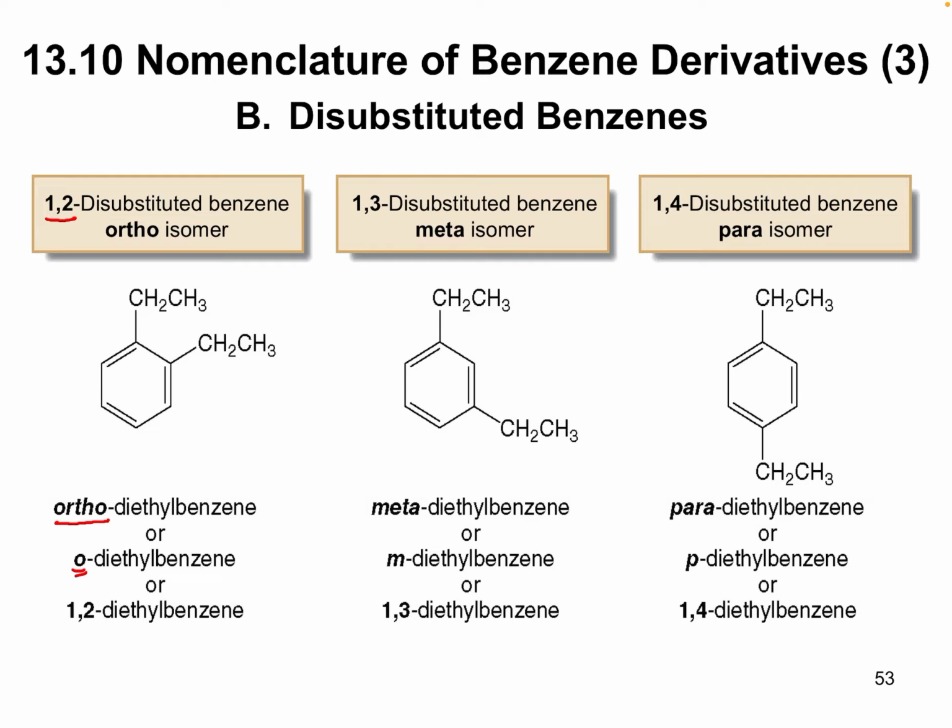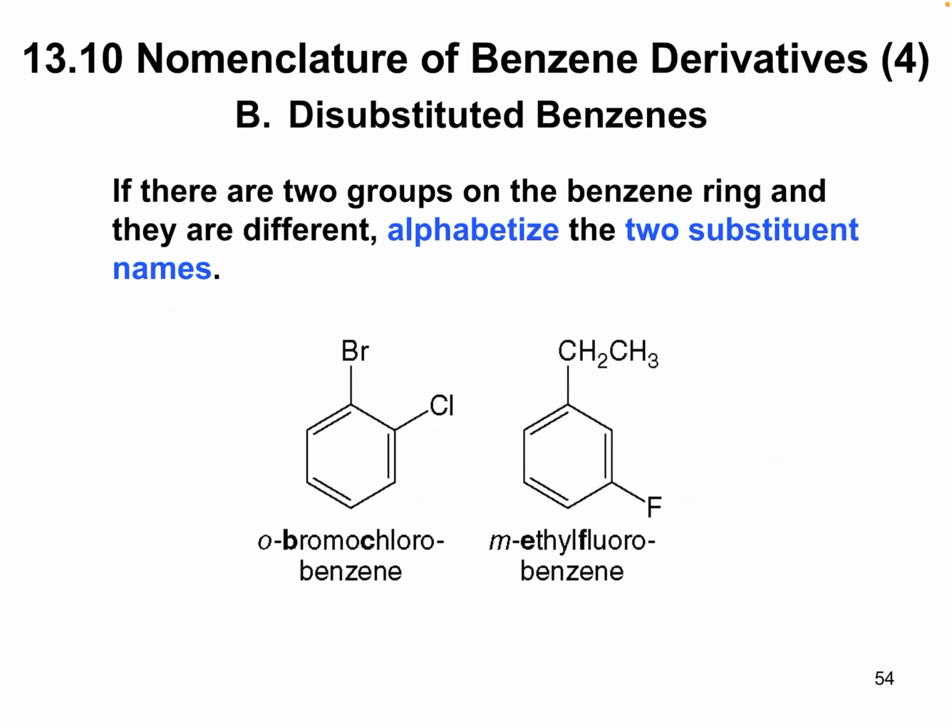Meta is if we have two substituent groups that are the same that are at the 1 and 3 positions, all right? So that's often shortened to M. Para is when we have a pair of substituent groups at the 1 and 4 positions that are identical. So that's often shortened to P.